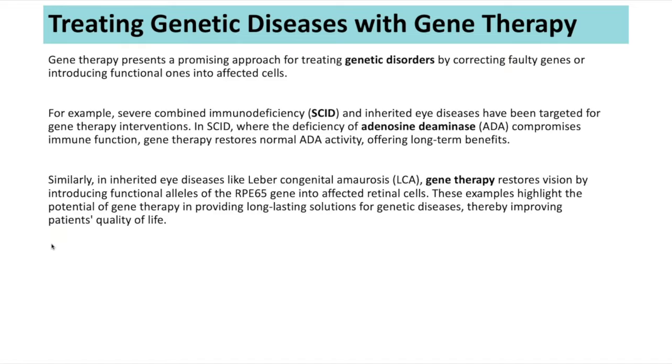Gene therapy is a way that we could try and treat genetic diseases as well. And it involves correcting faulty genes or introducing functional ones within the genome to override the affected cells. So for example, severe combined immunodeficiency and inherited eye diseases have been targeted for gene therapy interventions. So in SCID, where the deficiency is linked to ADA, which is compromising the immune function, gene therapy involves restoring normal ADA activity, and that will then give long-term benefits.